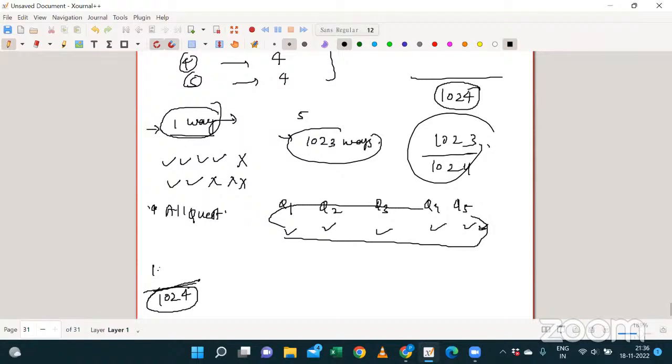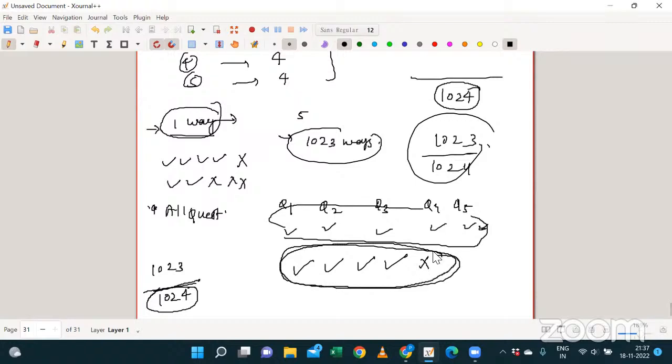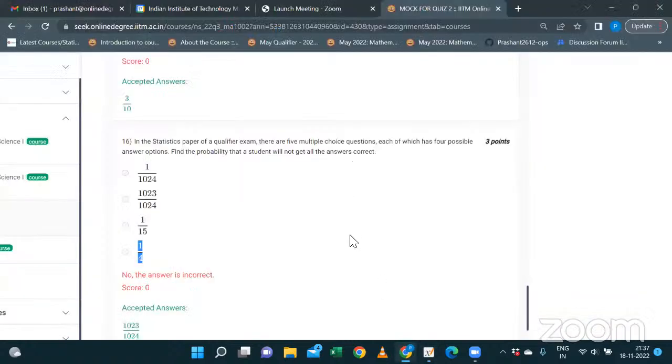That means there are 1023 ways in which questions can be wrong. Even one question can be wrong, at least one. It can be that 4 questions are correct and 1 is wrong, or exactly 2, 3, or 4 are wrong. All the questions are not correct. Sir, we can generate events like all are correct, only 4 are correct, only 3 are correct, and then we have to add all those cases. So it's a simple thing. Okay, it was clear for everyone.